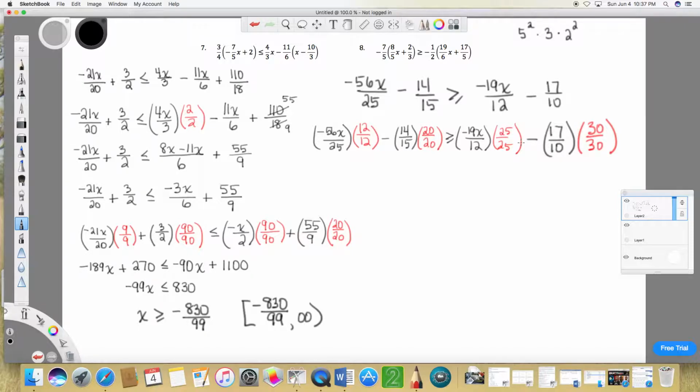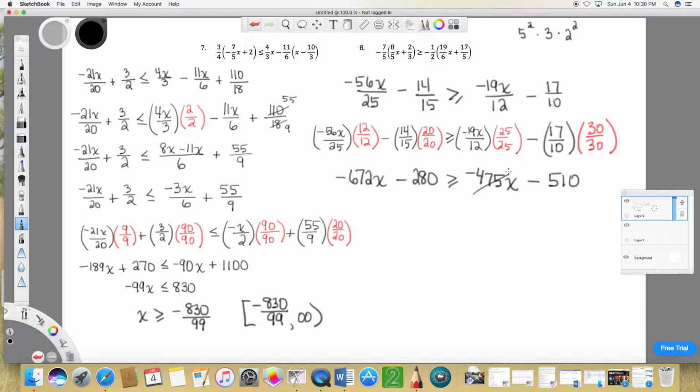And let's see what we have here. The negative 56 times a positive 12, negative 672x minus 280, right, is greater than or equal to negative 19 times 25, negative 475. Oops, I forgot my x. That would have been disastrous. Minus 17 times 30, 510 maybe, yeah. 510. All right, so let's add 475 to each side.